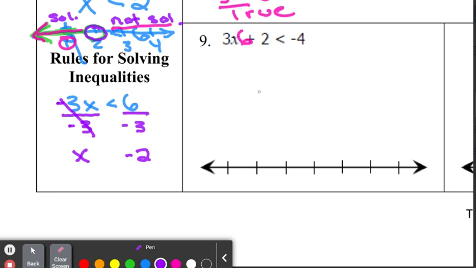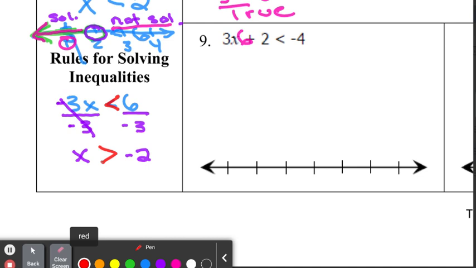So what you have to do here is this symbol flip-flops. And the reason for that is when you are multiplying or dividing by a negative, you're actually flipping to the other side of the number line. You can test out the whole true-false idea without flipping that, but I'm just going to show you now.